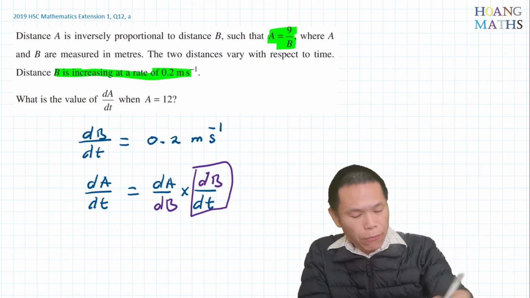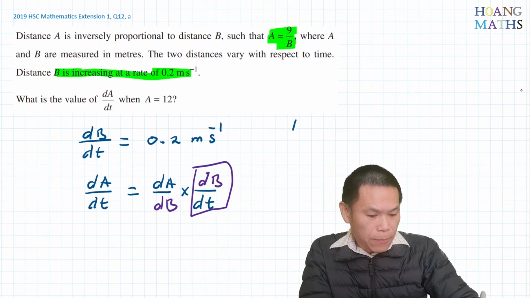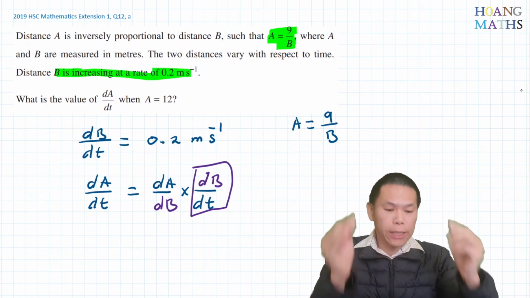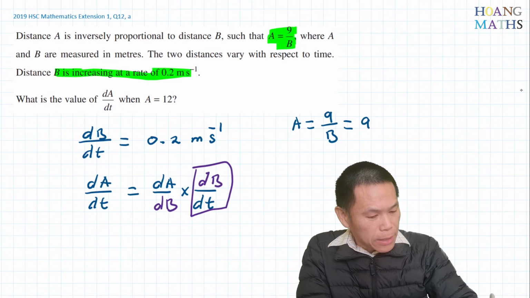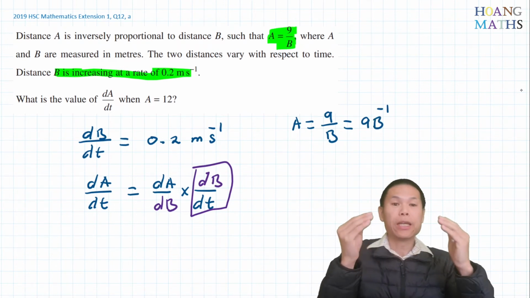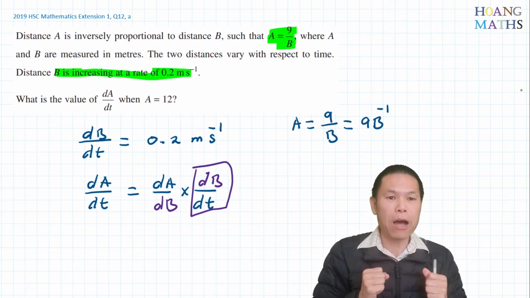And we know that the formula given is I is equal to 9 over B. So to differentiate this with respect to B, we'll bring this up. This is exactly the same as 9, bring the B up, so it becomes negative in the index. So 9B to the power of negative 1.